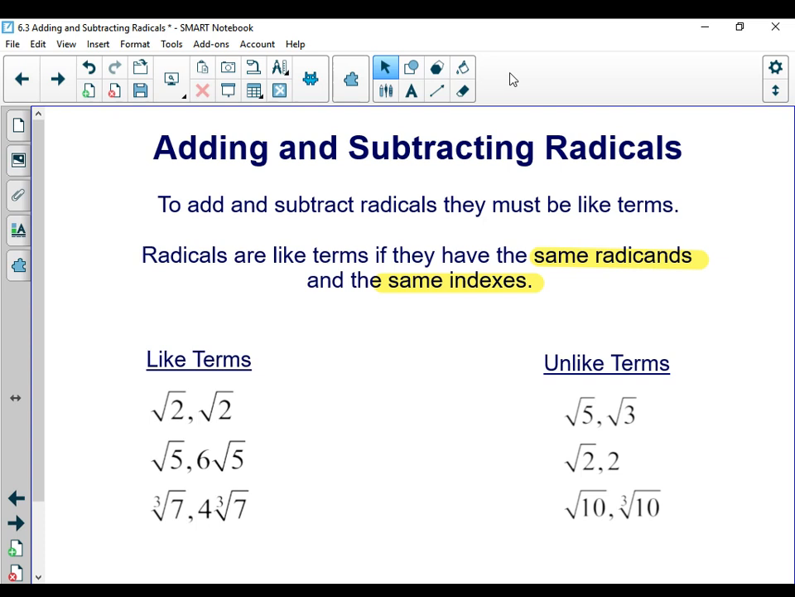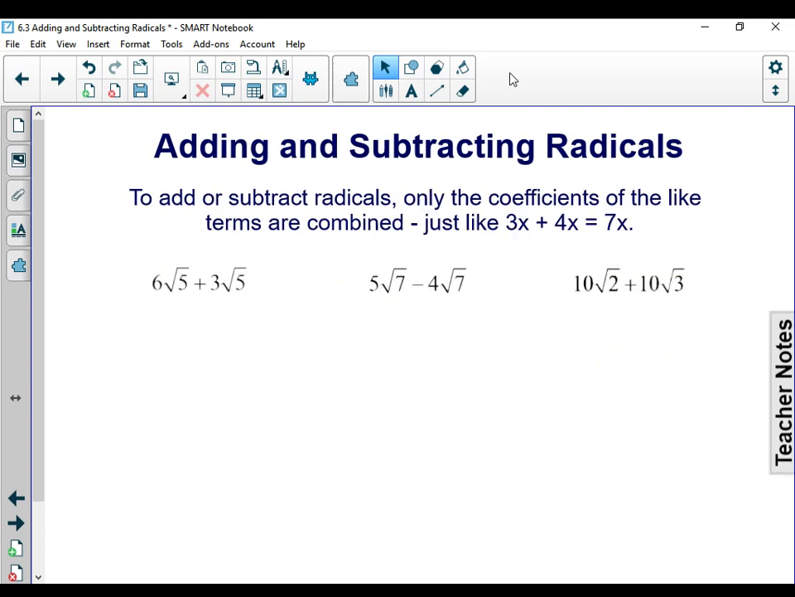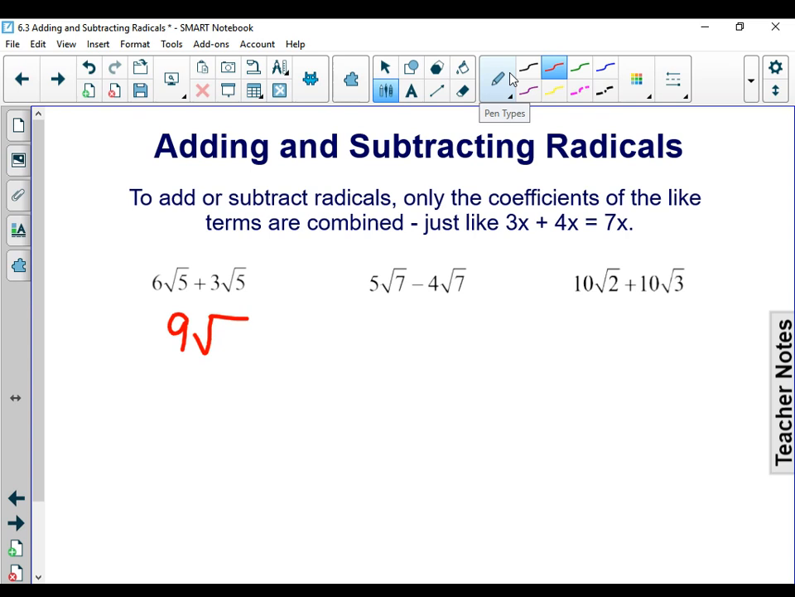Okay, so they have to have the same radicand and the same index. All right, so what does that look like? So let's look at the first example. They have the same index, which is 2. They have the same radicand, which is 5. So as simple as it looks, I just add the two numbers in front. And that's it. Okay.